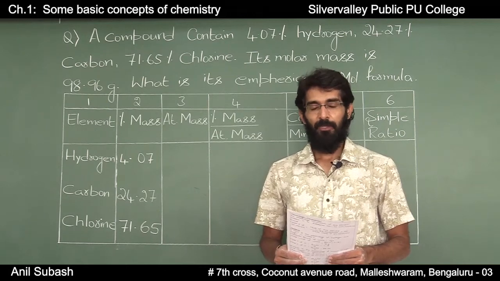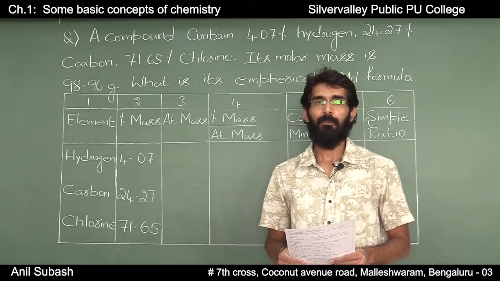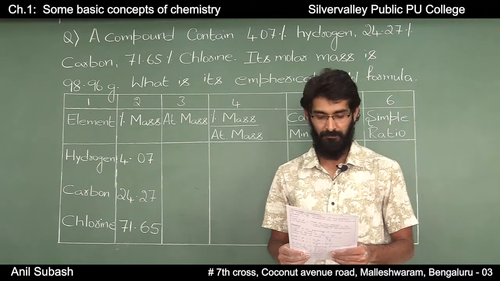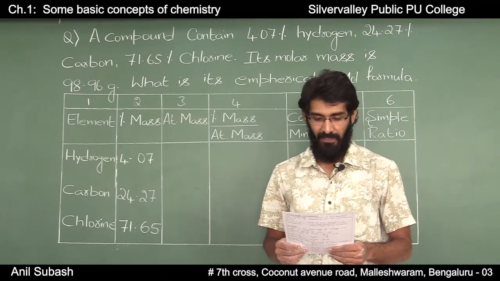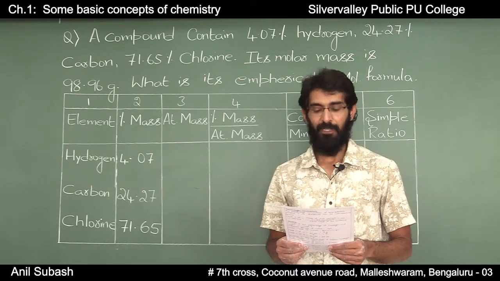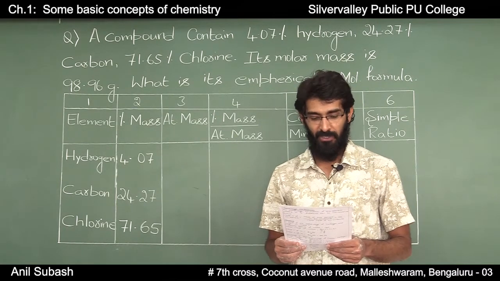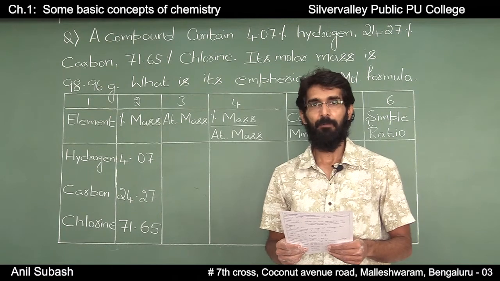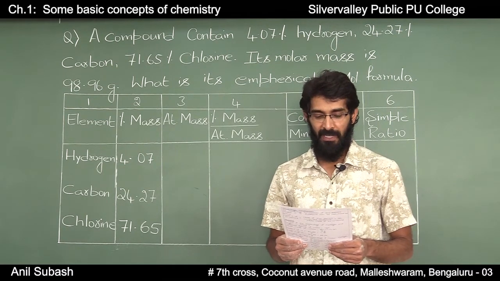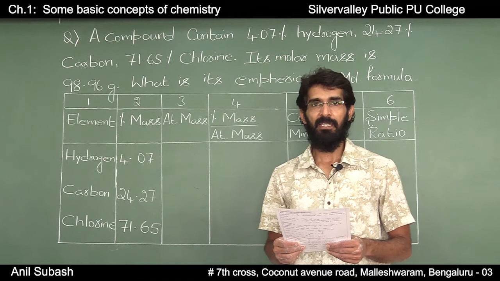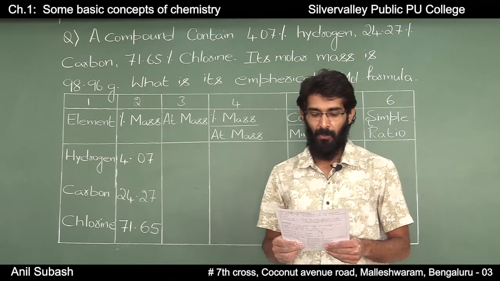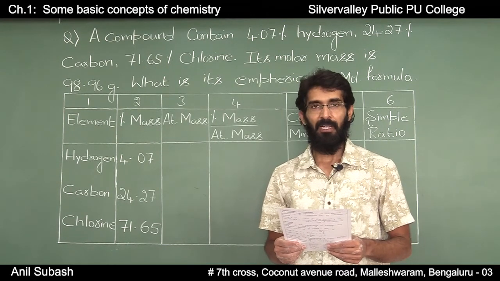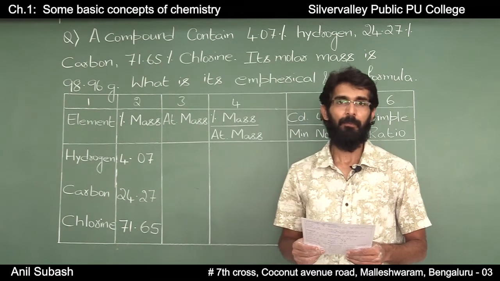We will work out some problems on empirical formula and molecular formula. A compound contains 4.07% hydrogen, 24.27% carbon, 71.65% chlorine. Its molar mass is 98.96 gram. What is its empirical formula and molecular formula?